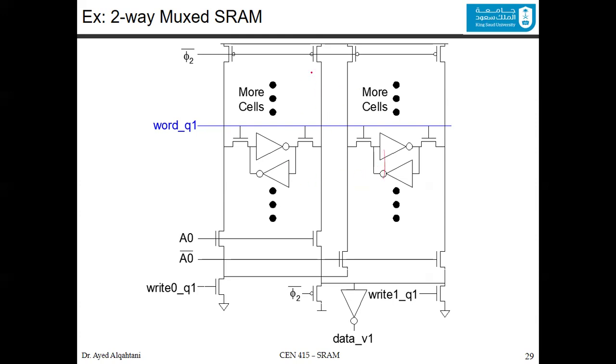You have 2 columns, the left column and the right column. The left column is chosen if you choose A0 and make it 1. The right column will be chosen if you have A0 equal to 0, meaning this line. So these 2 will be on if you choose this one. If you want to choose this one, these 2 will be on. You have the circuitry below here to make sure that the write and read work correctly. So we will have both scenarios in the next 2 slides. This is the first one.